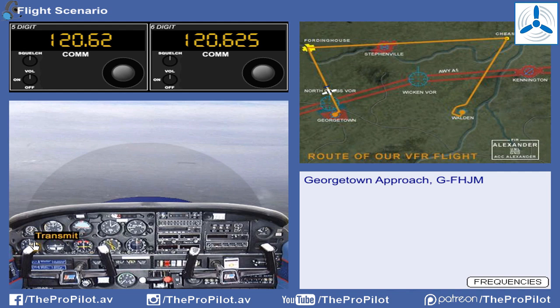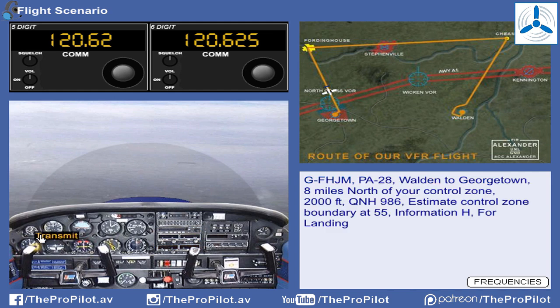Georgetown approach, Golf Foxtrot Hotel Juliet Mike. Golf Foxtrot Hotel Juliet Mike, Georgetown approach, go ahead. Golf Foxtrot Hotel Juliet Mike, PA28, Walden to Georgetown, 8 miles north of your control zone, 2,000 feet, QNH 986. Estimate control zone boundary at 55. Information Hotel for landing.